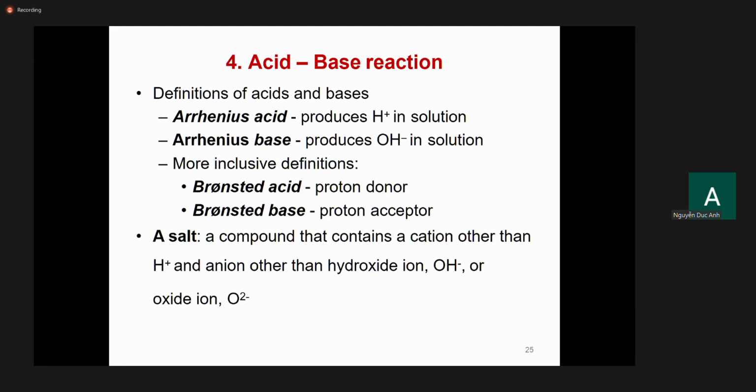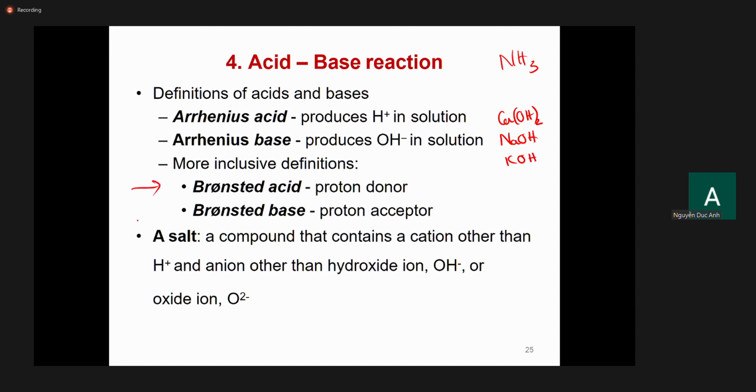Of course, like sodium OH, potassium OH, calcium OH, something like that. But there are some other things that can show properties of a base, like NH3. According to Arrhenius, NH3 cannot be considered a base. So let's move to the Bronsted theory.